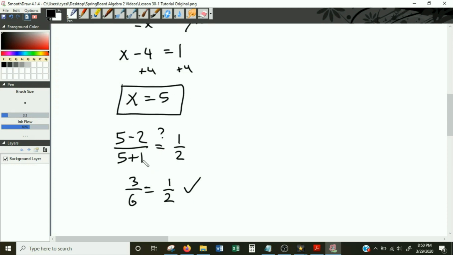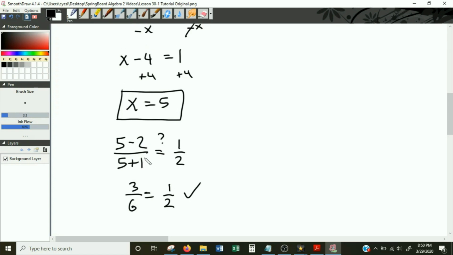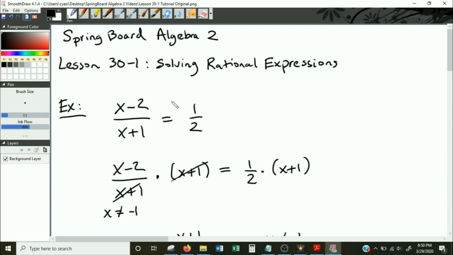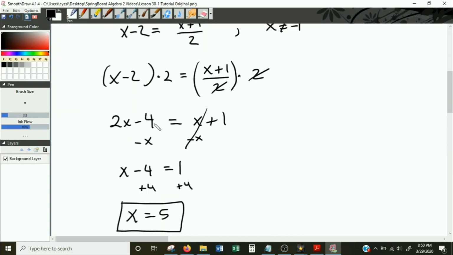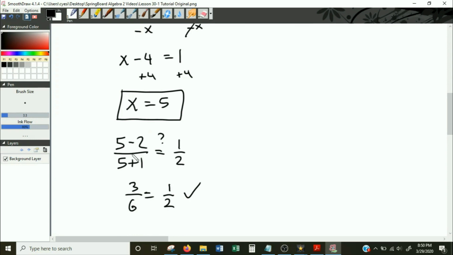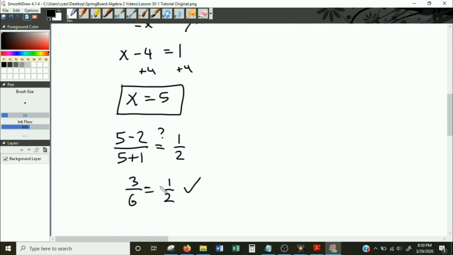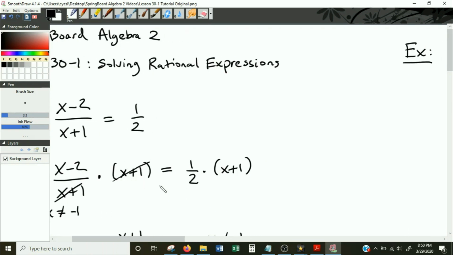We had to check it by plugging it back in the equation because it needs to be a value of x for which the original equation is true. The original equation was this, and so we checked it by plugging in x equals 5 right here into the original, and we got that. So that means that we had the right answer. Okay, let's go on to the second example.